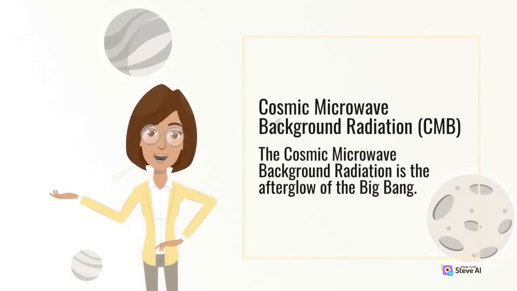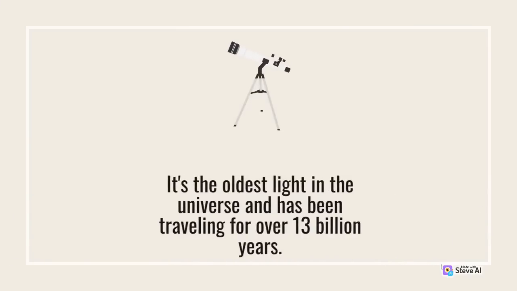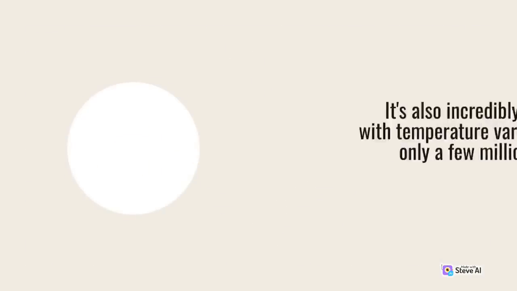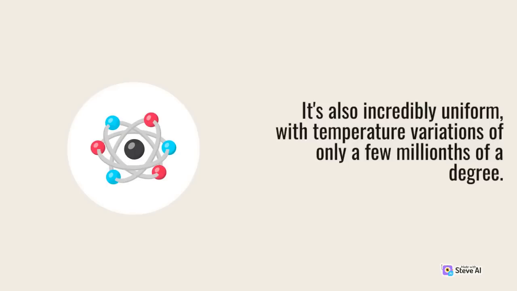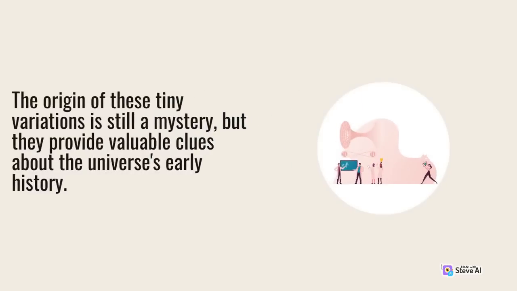Cosmic microwave background radiation, CMB. The cosmic microwave background radiation is the afterglow of the Big Bang. It's the oldest light in the universe and has been traveling for over 13 billion years. It's also incredibly uniform, with temperature variations of only a few millionths of a degree. The origin of these tiny variations is still a mystery, but they provide valuable clues about the universe's early history.